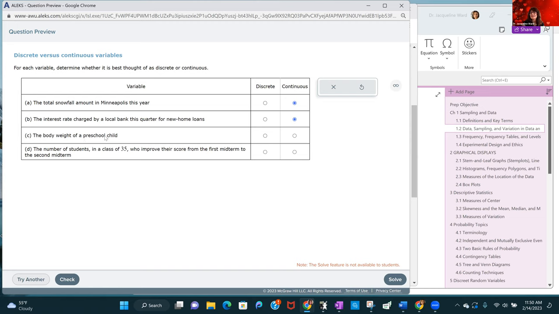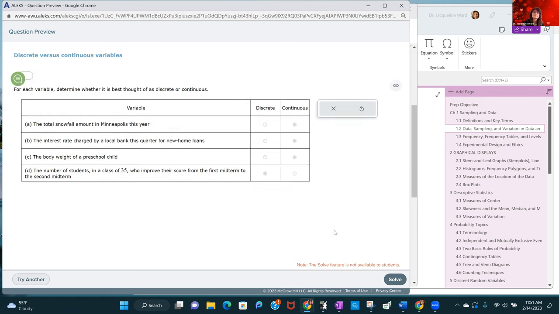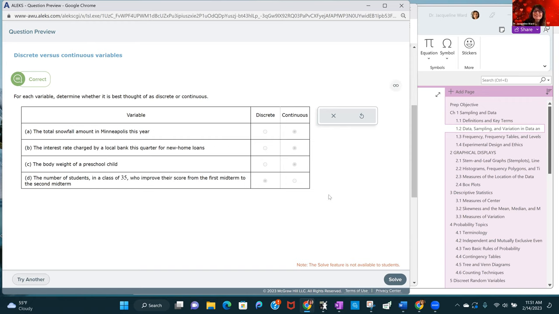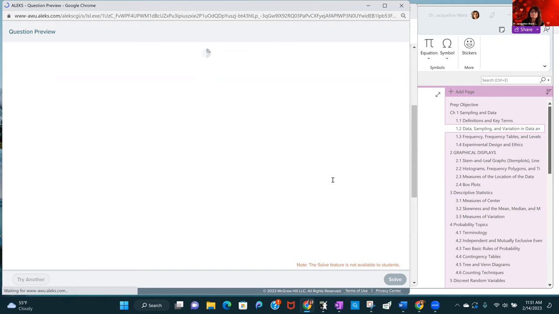Same with the body weight of a child, right? It's not going to be smack on a pound. Now here, the number of students out of 35 who improved their score, that's going to be some number 1 to 35, so that should be discrete. Okay, got that one right. But again, I could see how you would be tempted, with the interest rate and the snowfall and stuff, to want to round it, but it's continuous. Let's see the explanation in here.